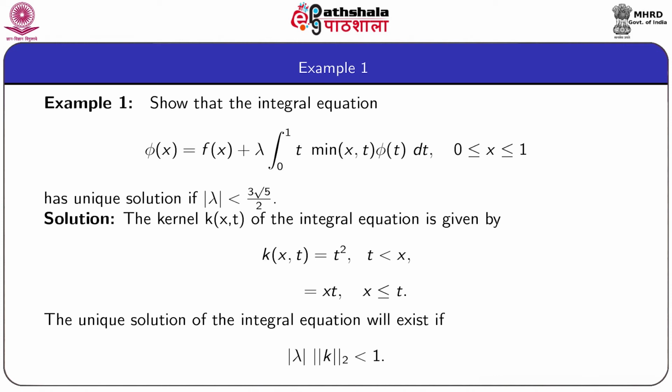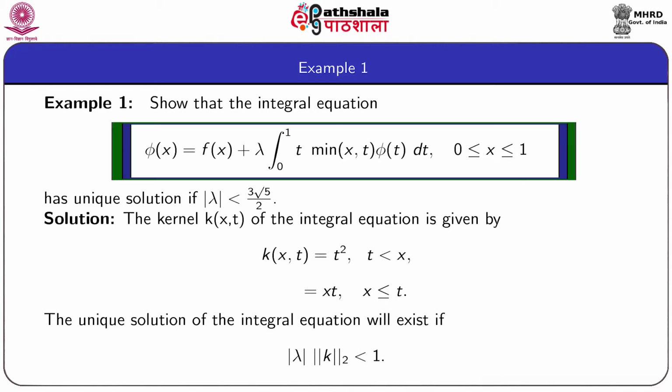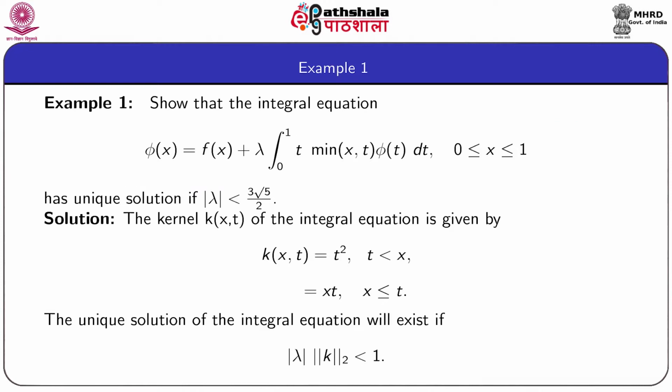Next, we consider few examples of square integrable kernel. In example 1, show that the integral equation phi(x) equal to f(x) plus lambda integral 0 to 1 t into minimum of x and t phi(t) dt, x lying in the range 0 to 1, has unique solution if |lambda| satisfies the condition |lambda| less than 3 root 5 by 2.